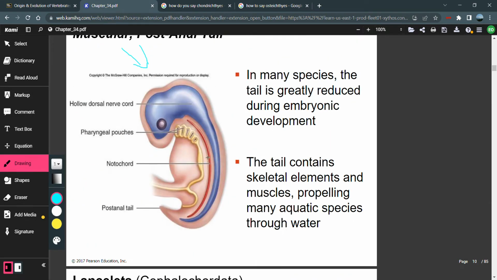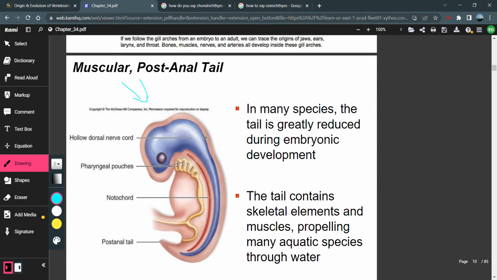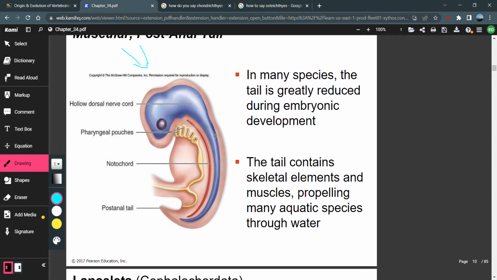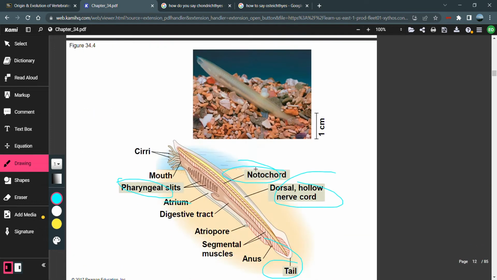Just a quick mention of the post-anal tail, since we practically skipped over it: the post-anal tail is greatly reduced in many species. Some species, like cats or monkeys, have a tail that is not removed. It's not reduced or gone completely. So they have many uses for that tail, which is for balance or whatever they use it for.